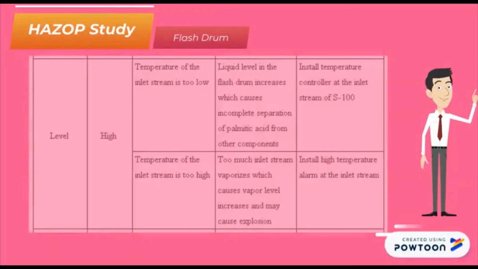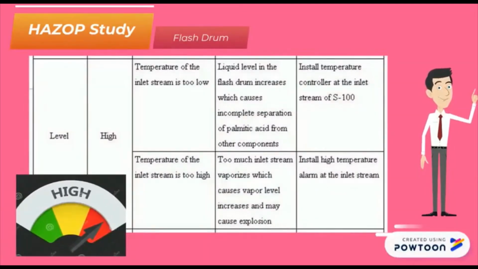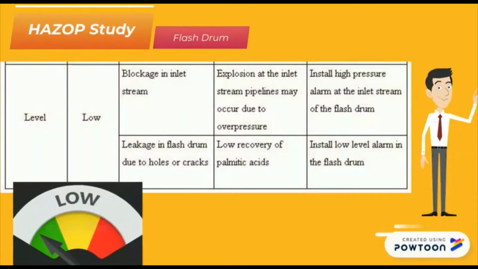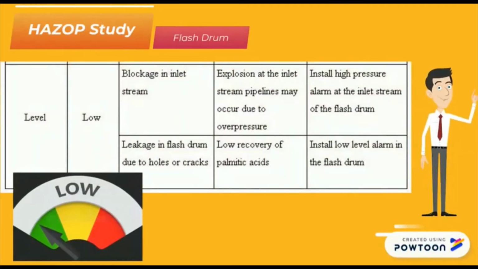High level. Possible causes: low or high temperature of inlet stream. Possible consequences: liquid level in the flash drum increases and incomplete separation. Inlet stream vaporizes, may cause explosion. Actions required: install a temperature controller and high temperature alarm. Low level. Possible causes: blockage at the inlet, leakage in the flash drum. Possible consequences: explosion at the inlet and low recovery. Actions required: install a high pressure alarm and install a low level alarm.